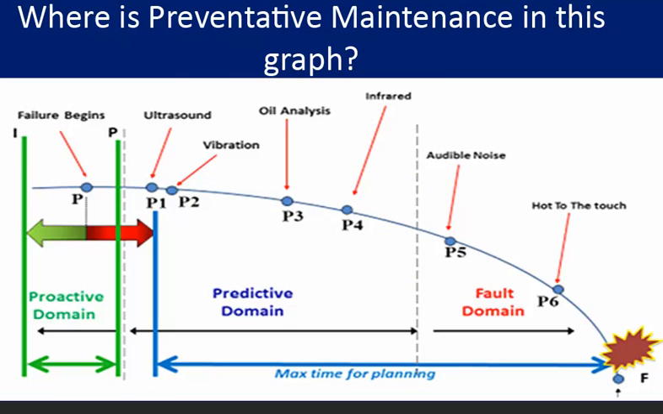Where is preventative maintenance in this graph? Well, they can both be running at the same time. However, the ability of maintenance technicians to detect pending failures is likely limited to be in the P5 and P6 area, where the audible noise and high temperatures are exhibited. That is why predictive maintenance can be so valuable.